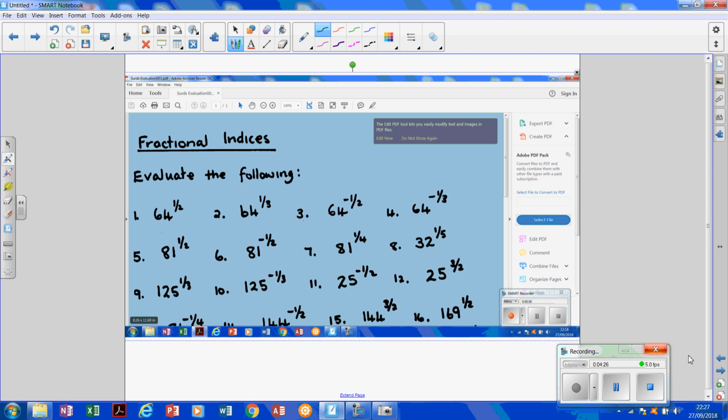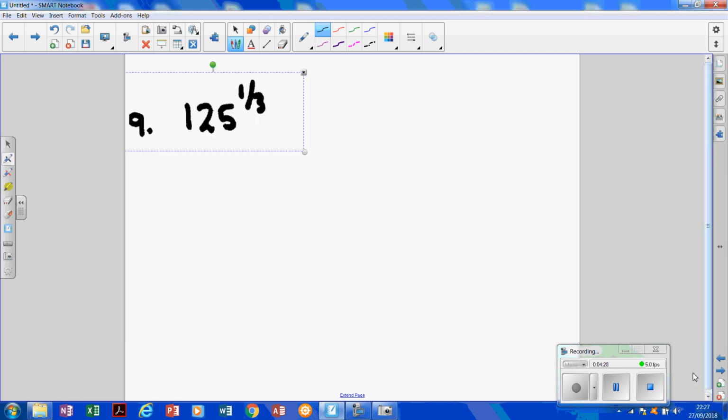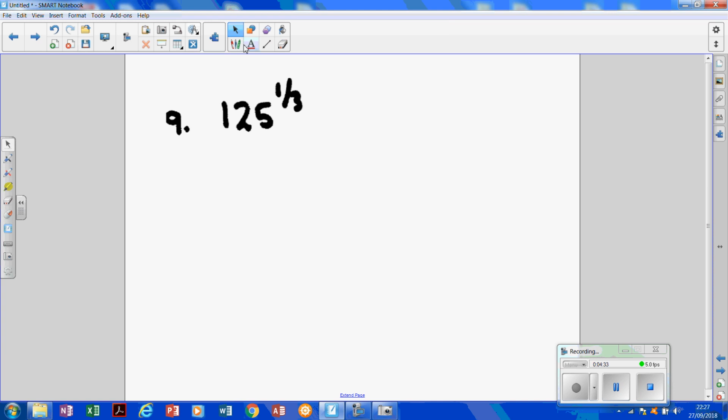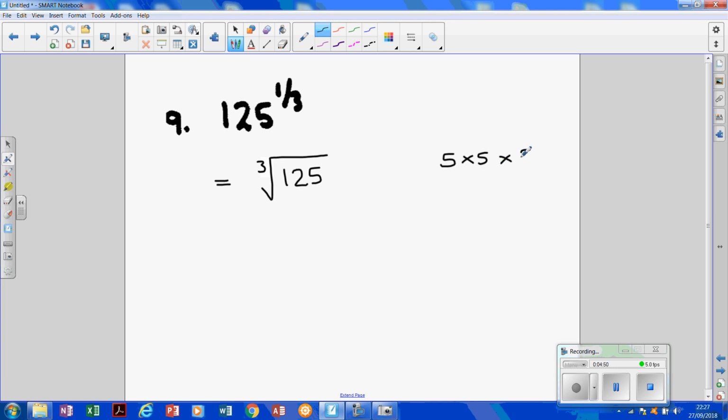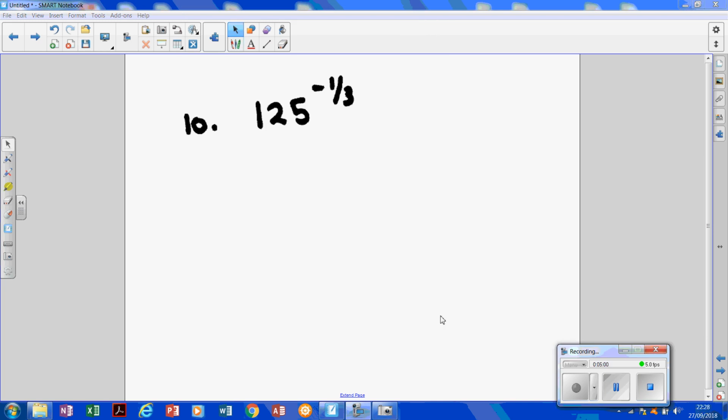Next one, we want to find out what is the value of 125 to the power of 1/3. So 125 to the power of 1/3 means the cubed root of 125. Cubed root of 125, what number multiplies by itself 3 times to give you 125? And it's got to be 5, because 5 5s are 25, 5 25s are 125. So the cubed root of 125 is equal to 5.